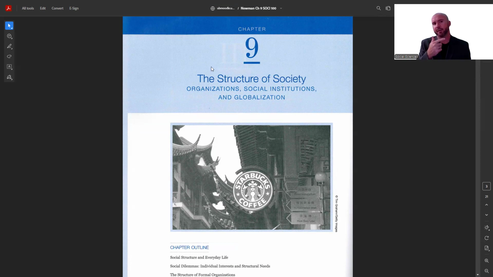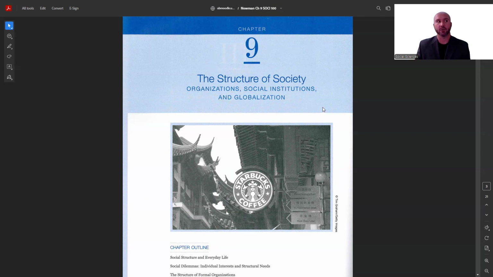For one thing, because I'm going to examine you on the title of chapter 9, I want you to know this. I want you to know that the two most important parts of social structure to analyze globalization are organizations and social institutions. That's what David Newman discusses in this chapter, and you know that because that's right in the title. One good way to study is to take seriously the titles and the chapter headings.